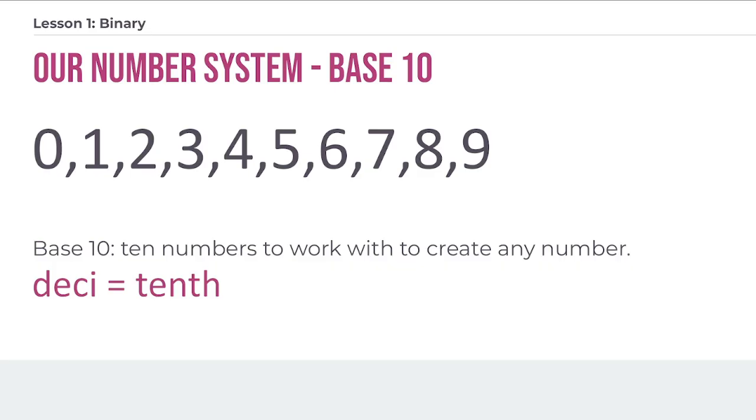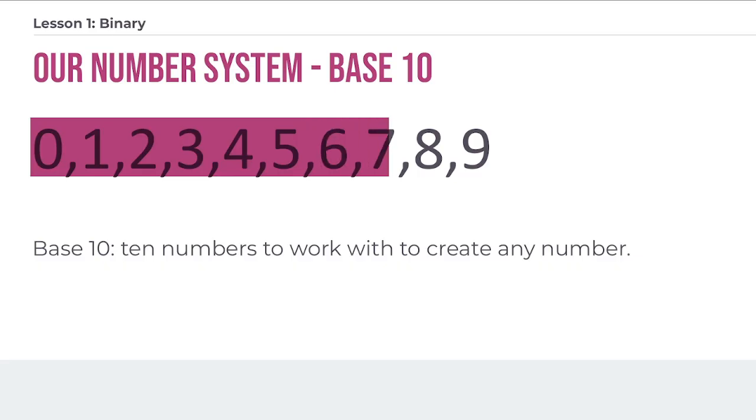And in base 10, we have 10 digits that we can work with. You might think, well, 10, no, we only go up to 9. But don't forget that 0 counts. As a matter of fact, 0 counts a lot because our number system would not work without the 0 as a placeholder. So counting 0, there are the digits 0 through 9. So there are 10 possible digits that we have.